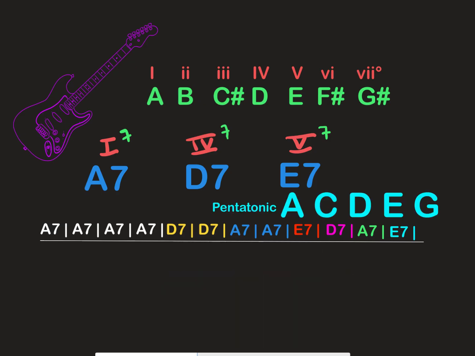Here's an example. Bar 1, A, C, D, C. Bar 2, A, E, D, C. Bar 3, A, C, D, E flat. Bar 4, E, D, C, A.